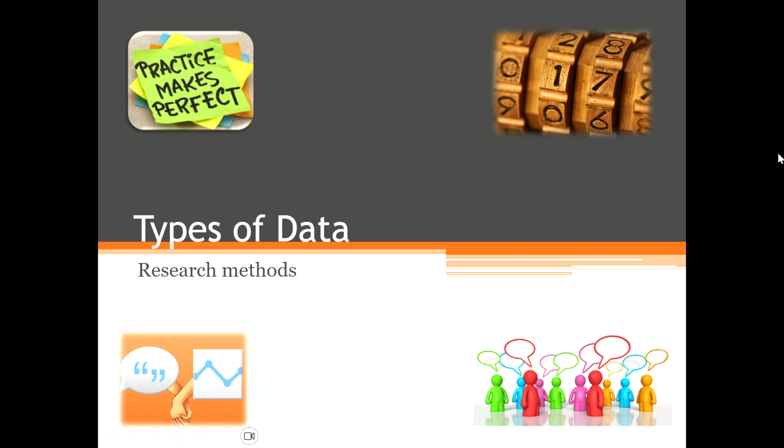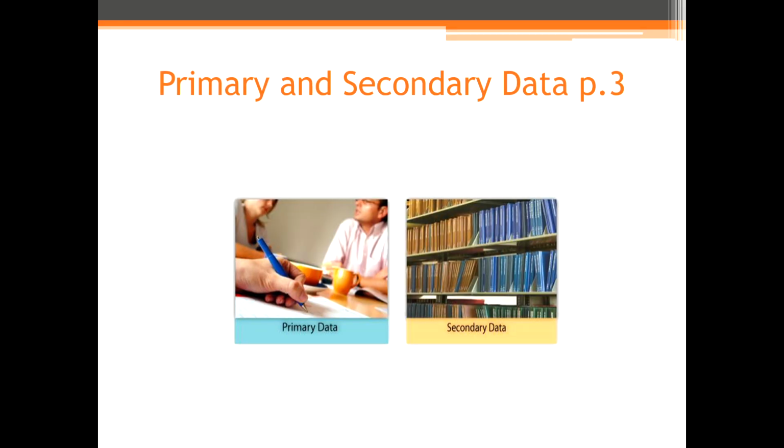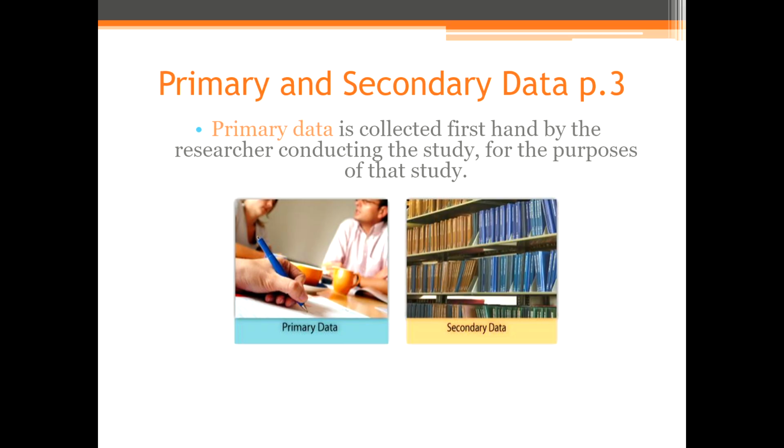So in this video I'm going to talk you through types of data. There are 4 that you need to know. The first 2 are primary and secondary data. Primary data is when a psychologist, a researcher, collects the data themselves.